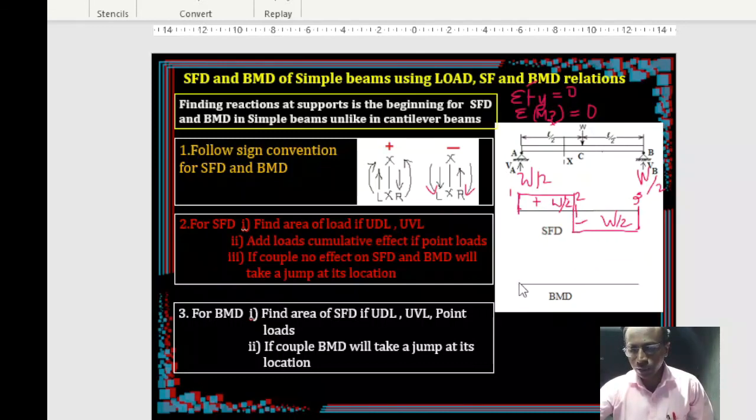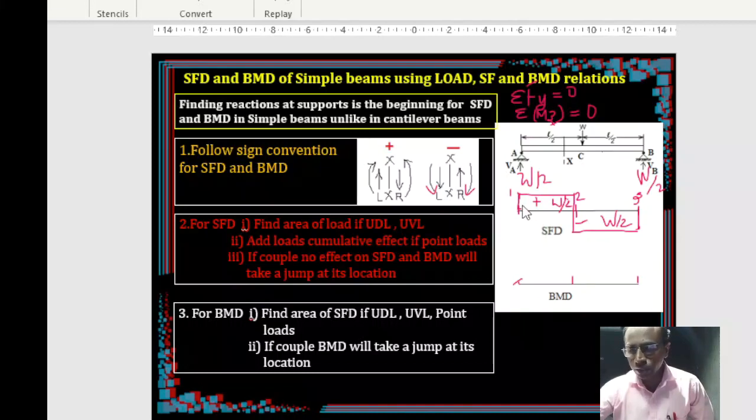Then comes the bending moment diagram. Here also you select 3 points, say 1, 2 and 3. Now for this, as we told earlier, if you want the bending moment diagram, you can simply find the areas of the shear force diagram, right?